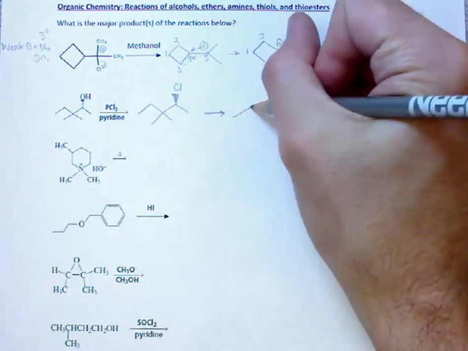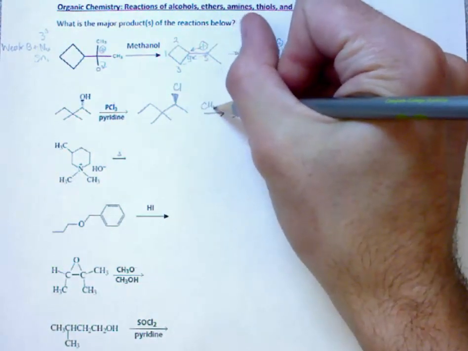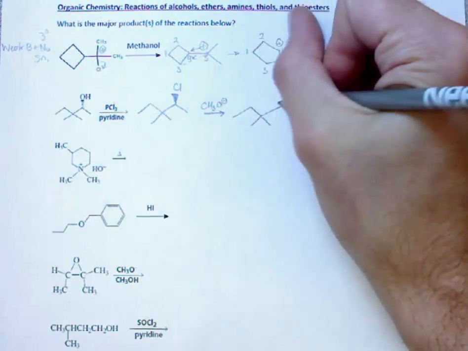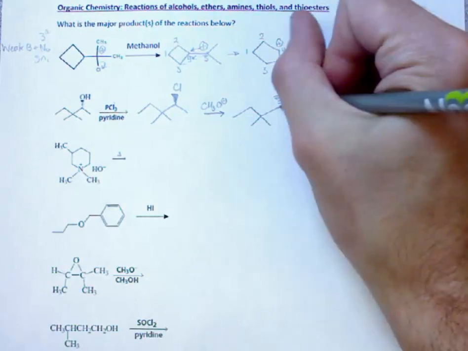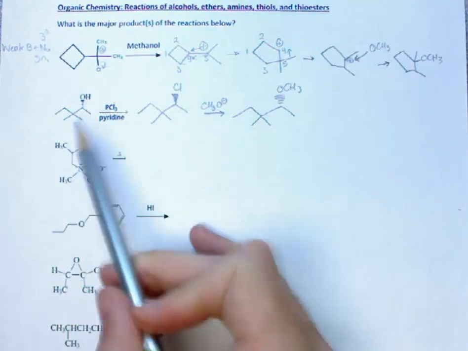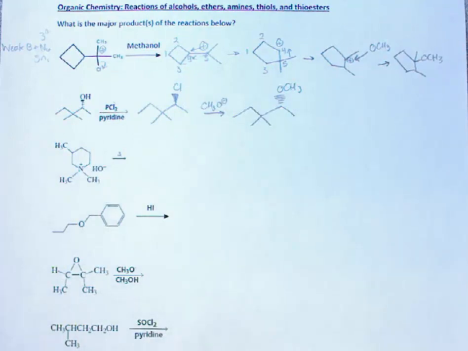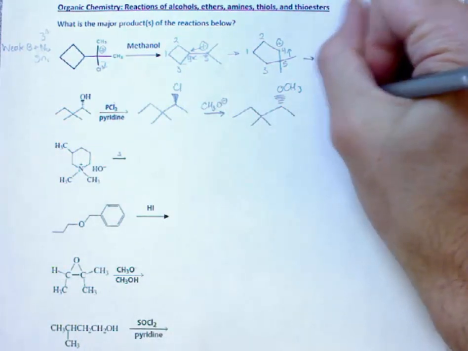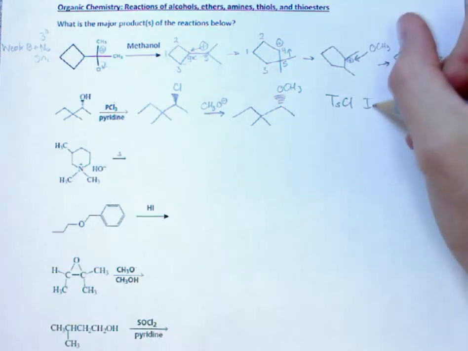Now, if we had a nucleophile, such as methanol, the final product with a nucleophile would be an SN2 reaction, where you would retain the configuration. If we use something like TsCl, we would get an inversion.